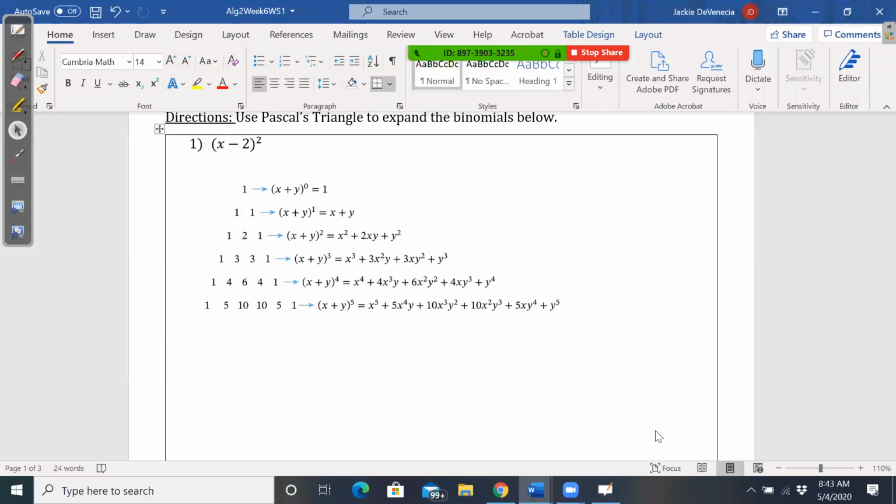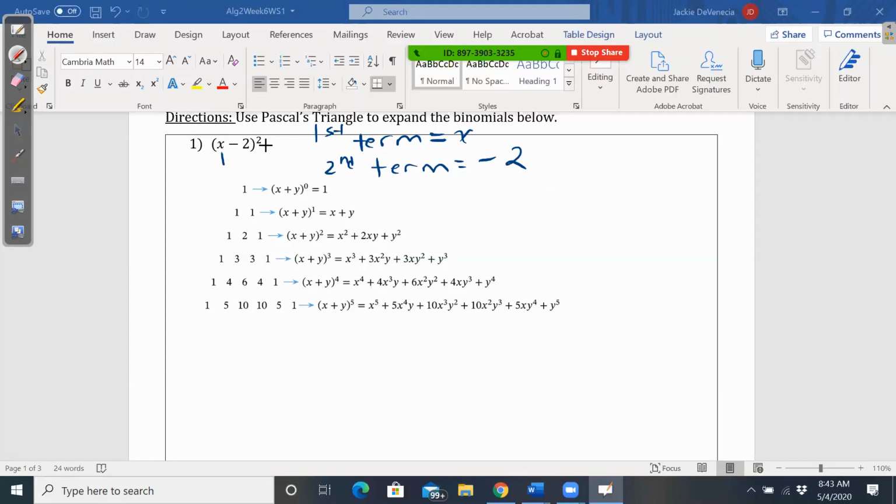I need to use Pascal's triangle to expand the binomials below. So this is my binomial. And I'm going to name x my first term. First term is x. And then my second term, since all of these are in the form of positive, I'm going to take -2. Right? Since I'm adding them over here, instead of writing a +2, I'm going to take a -2.